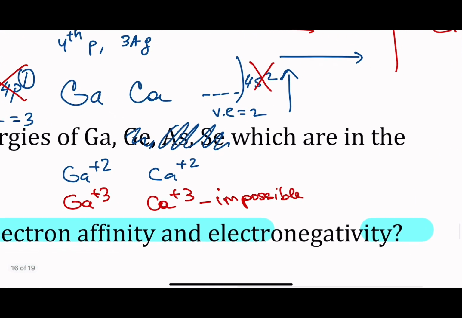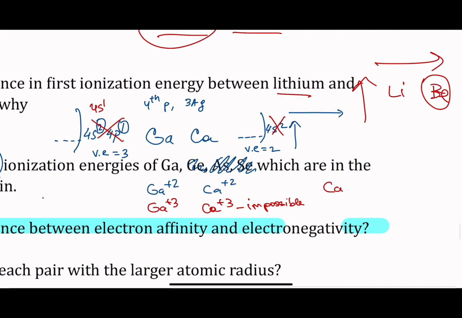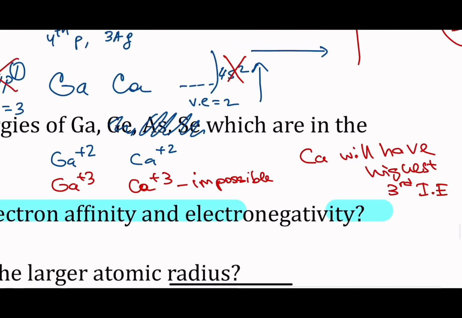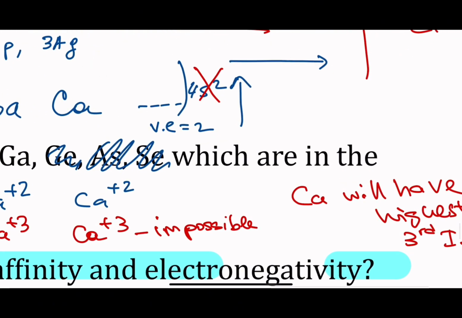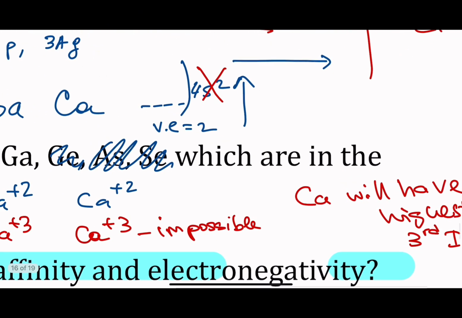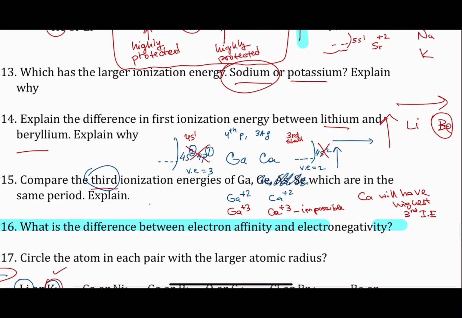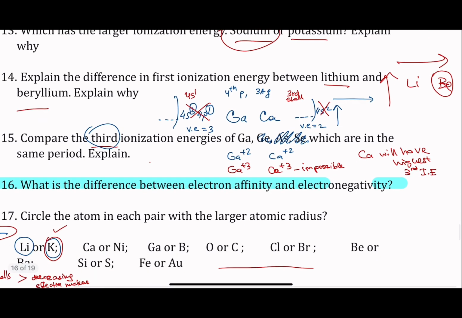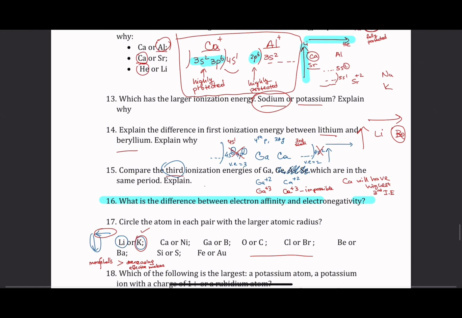So that's why calcium will have the highest third ionization energy, because if you want to get calcium +3, you need to enter into the inner shell, meaning the third shell, which is highly protected, right? That's why gallium will have lower third ionization energy than calcium.